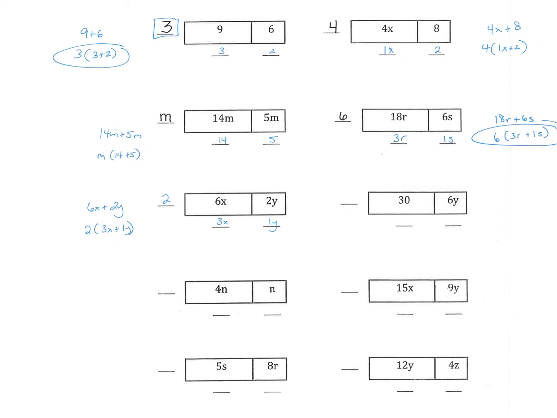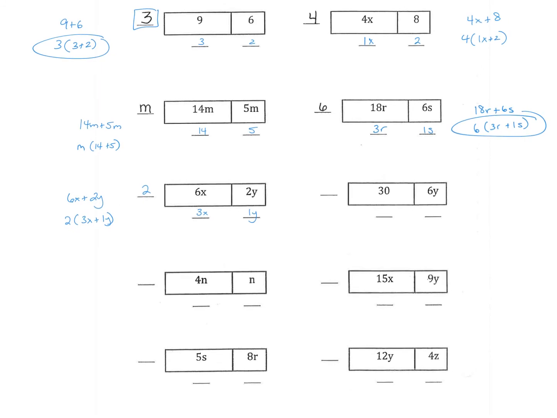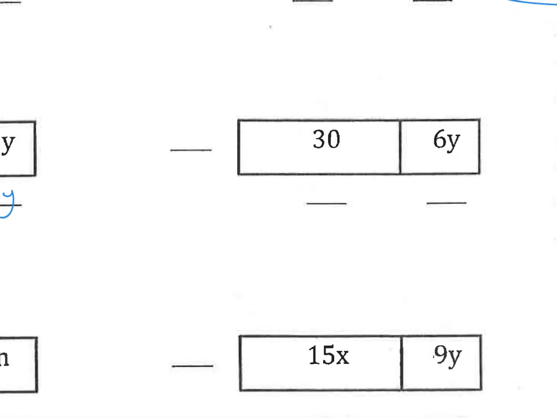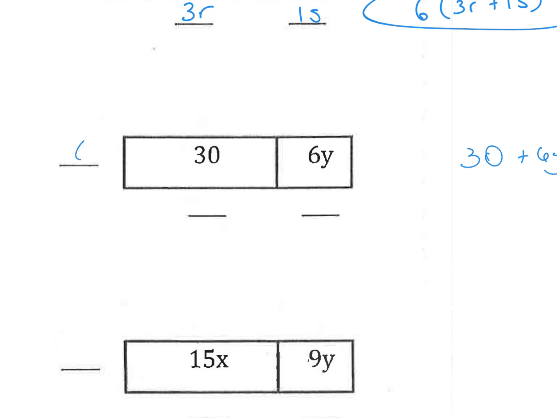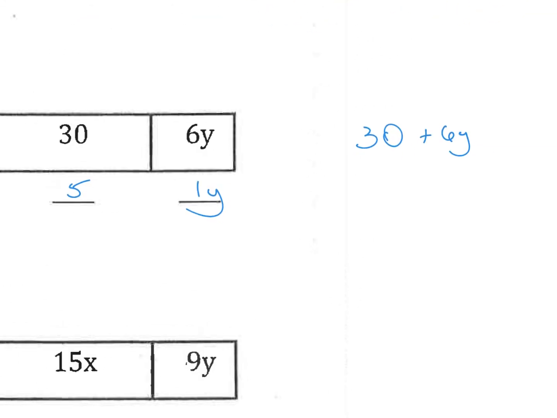Okay, let's try another one. Okay, for this one, I have 30 plus 6y, or 6y plus 30, depending on how you write it. Now this one, I notice I can divide by a few different options. So as long as you're factoring at this point, we're not too concerned with what number you're dividing by. I'm going to go with the bigger one, and in this case, I can divide by 6. So 30 divided by 6 is 5. 6y divided by 6 is 1. Bring down the y. So my final answer is 6 times 5 plus 1y.